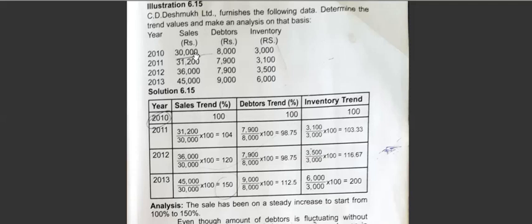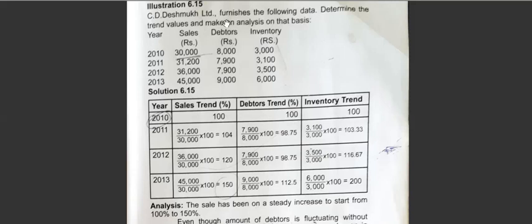For each year's value, sales will be divided by 30,000 into 100, and you will get the value. Here all the values will be divided by 8,000. Here all the values will be divided by 3,000. Into 100 you will get the percentage.